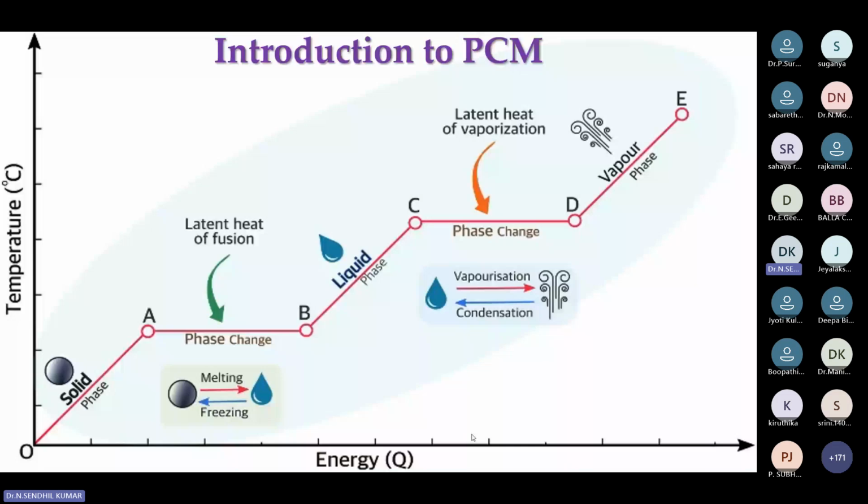Once heat is transferred, it will automatically return to the normal state. That is a phase change. So you can see solid to liquid, liquid to vapor, like that. This is the phase change process.